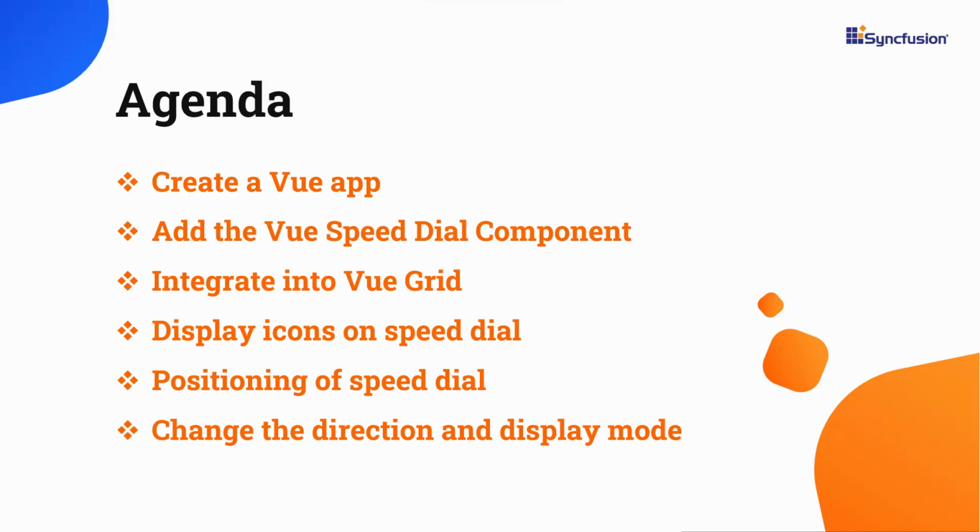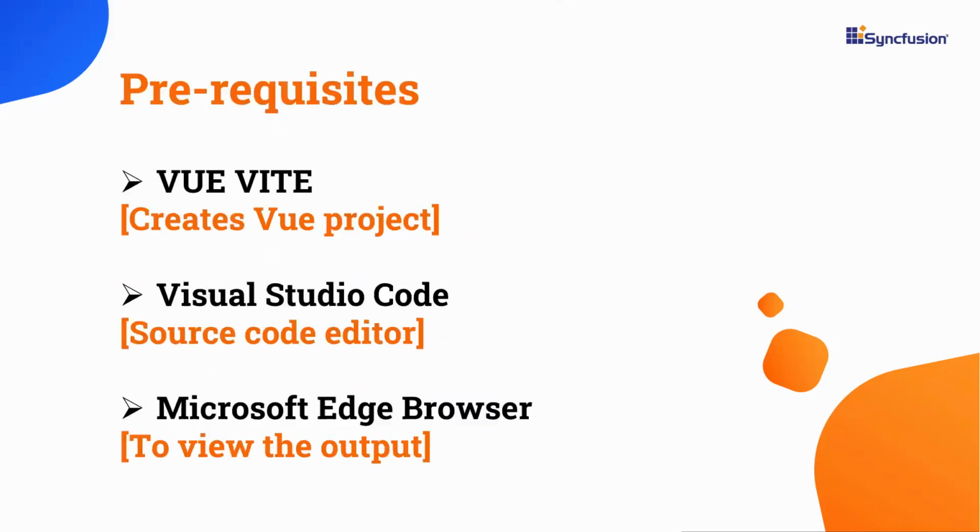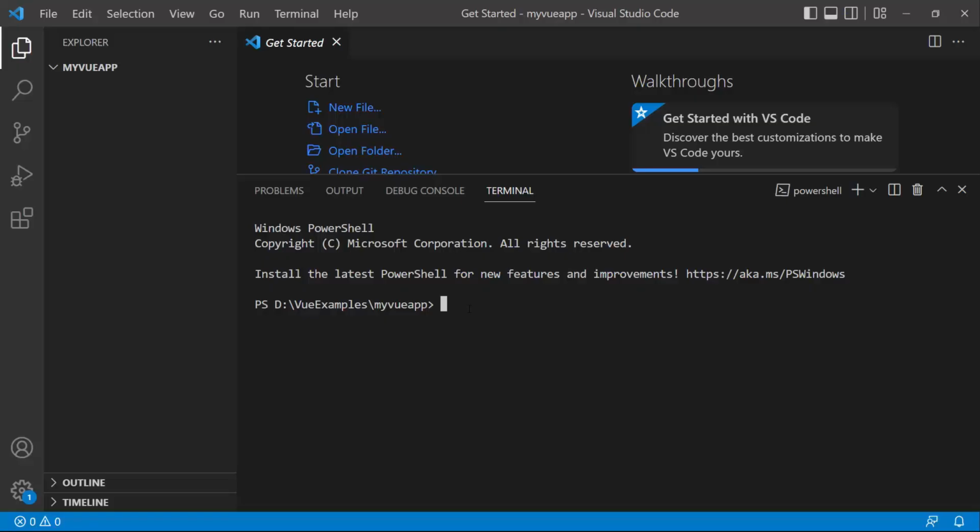I will start with the application creation process. I'm going to create a Vue application using the Vue Vite command. Make sure you have installed the latest versions of Vue and Node.js. I edit my code using Visual Studio Code and view the output on a supported browser. To create a project in Vue, open Visual Studio Code and type the command npm create vite@latest.